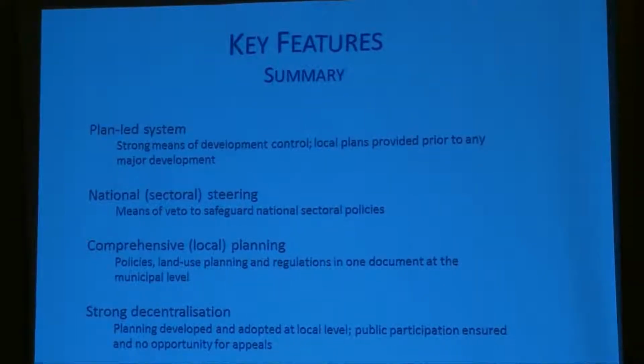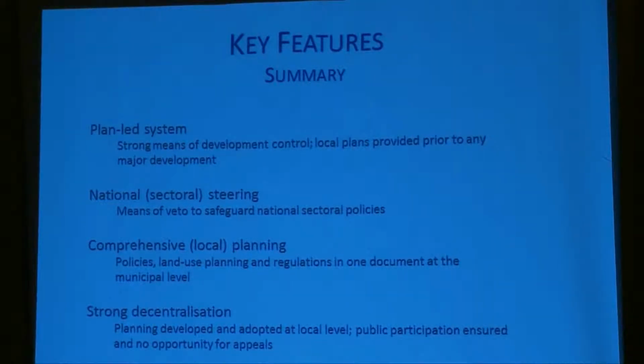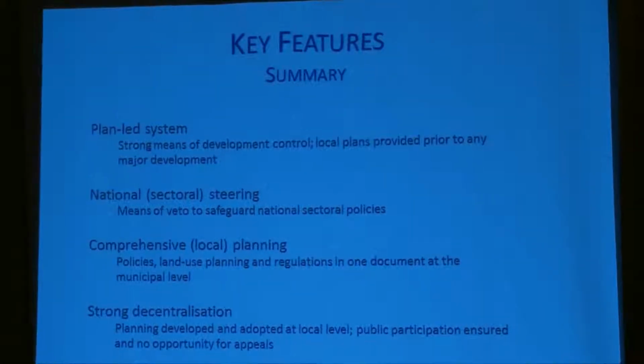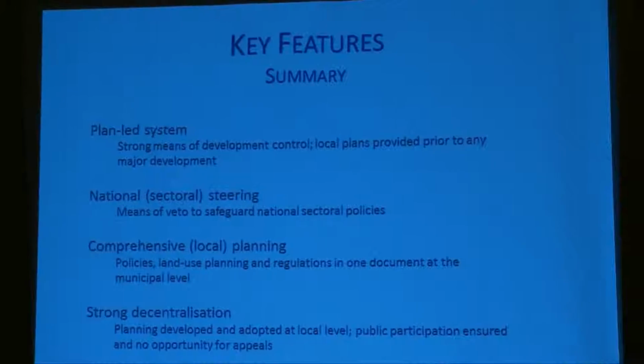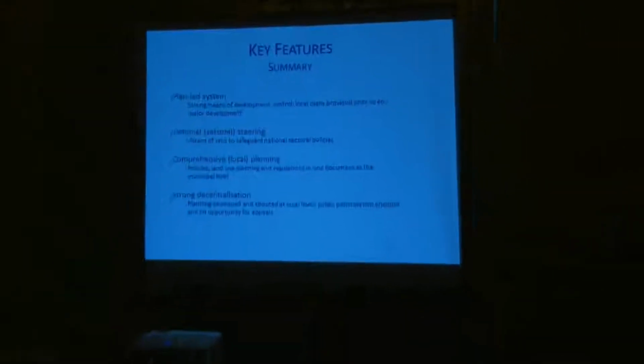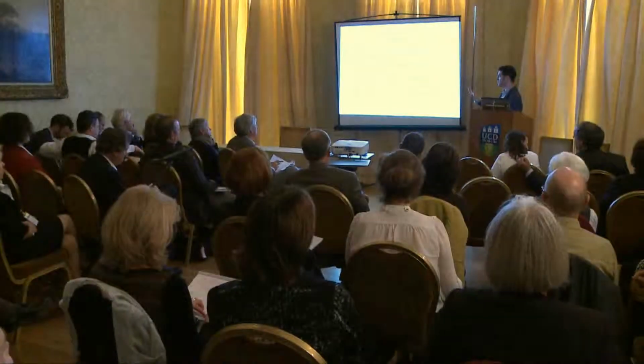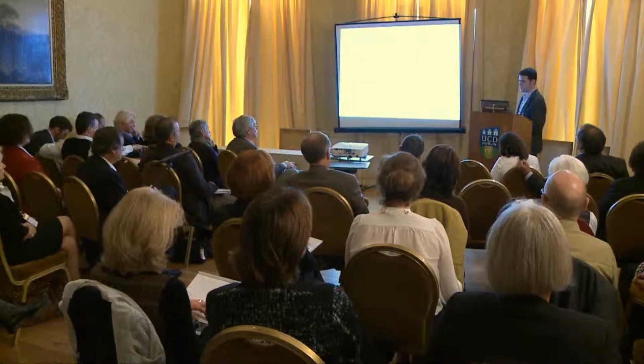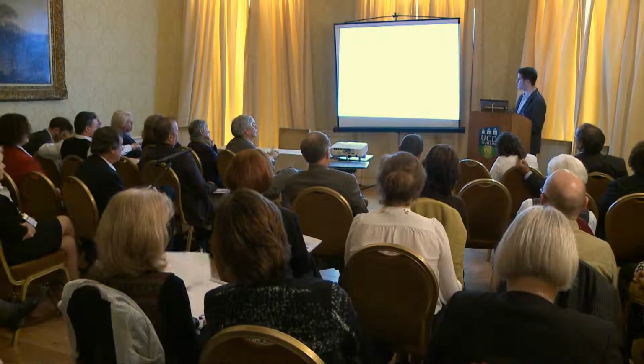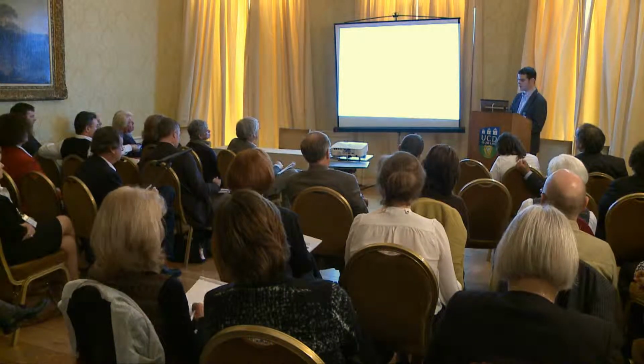And now, instead of having a comprehensive system through framework control, we have comprehensive local planning, mostly at the municipal level, with policies, land use planning and regulations embedded all in one document. And the feature of strong decentralization, which has been there all the way back from the 70s, prevails right now also. Planning is developed and adopted at the local level, public participation is ensured, and there are no opportunities for appeals. So when a plan is adopted, there's no opportunity for appealing against the plan. And this contrasts quite a lot with other systems, such as the one in the UK, for instance.